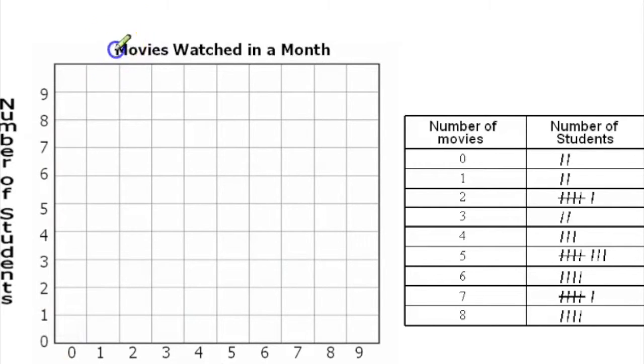You had to take your data and change it into a bar graph. Well, the title is Movies Watched in a Month. The label of the y-axis is the number of students. And the label of the x-axis is number of movies. So if I go across, how many students watched one movie? 2. How many students watched 5 movies?